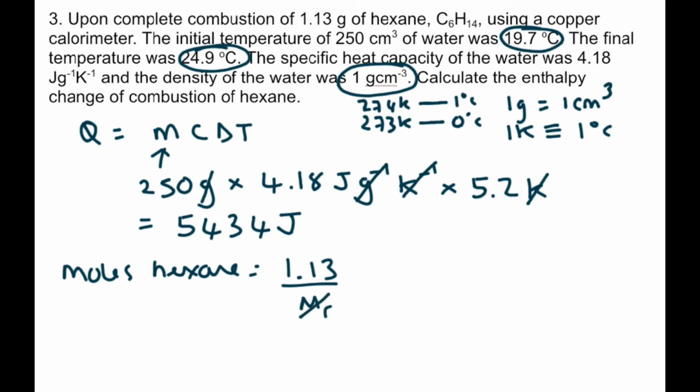And the Mr of hexane is 86. So when you do mass over Mr, you get your answer of 0.0131 moles.